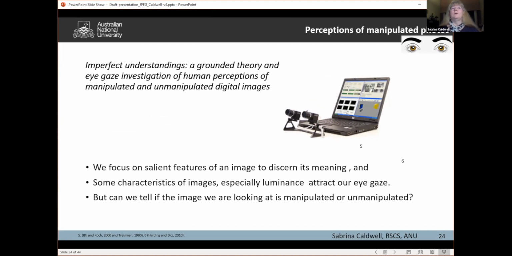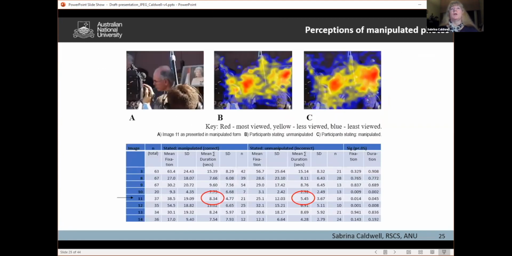When we look at an image, we focus on salient features, and we are particularly drawn to looking at bright areas of photographs. But can we tell if they're manipulated? I did an experiment looking at eye gaze, how a person looked at a photograph. What you're looking at there is a heat map of eye gaze looking at a photograph. The photograph is a little bit busy.